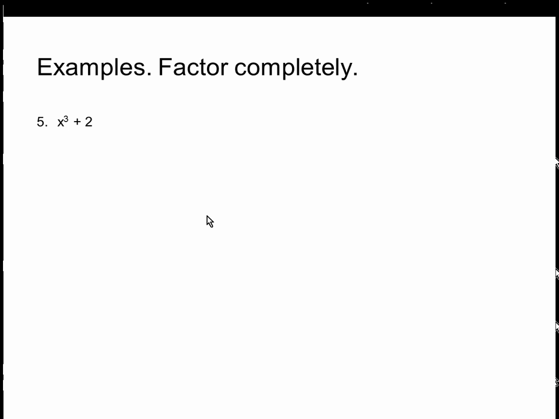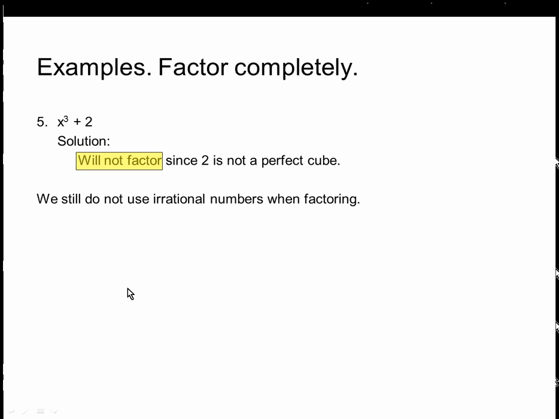Number 5, x cubed plus 2. I do have a multiple of 3. 2 is not a perfect cube. 1 cubed is 1, 2 cubed is 8. I just passed it. Does not factor. Again, no irrational numbers when we factor. The worst that we're willing to look at are fractions, and we haven't had any of those yet. I'm trying to avoid them myself.